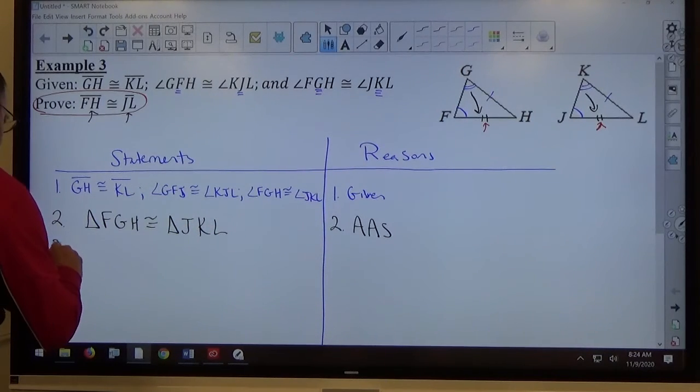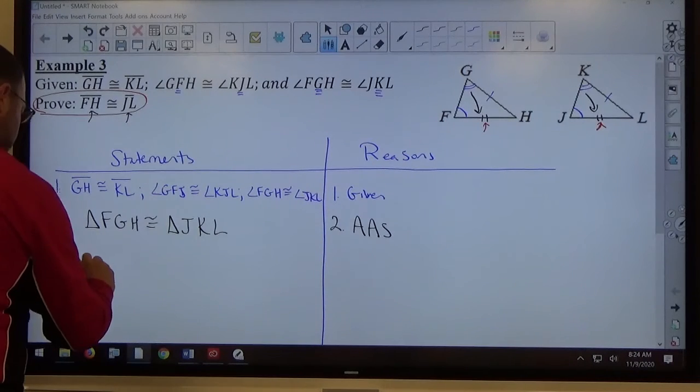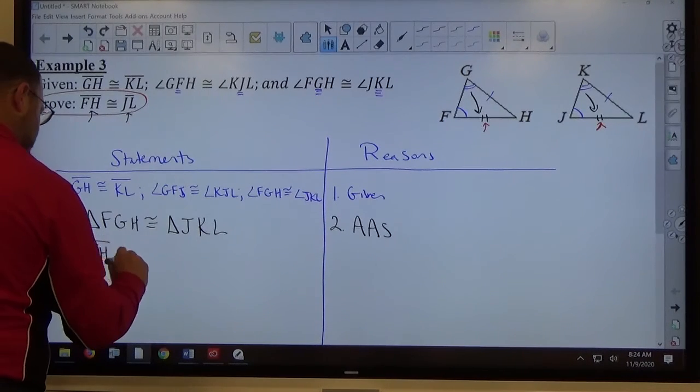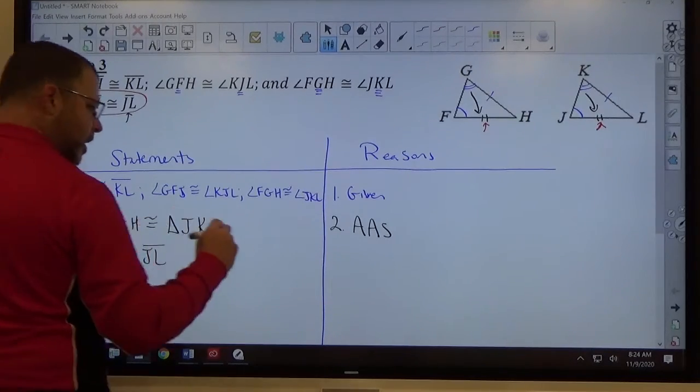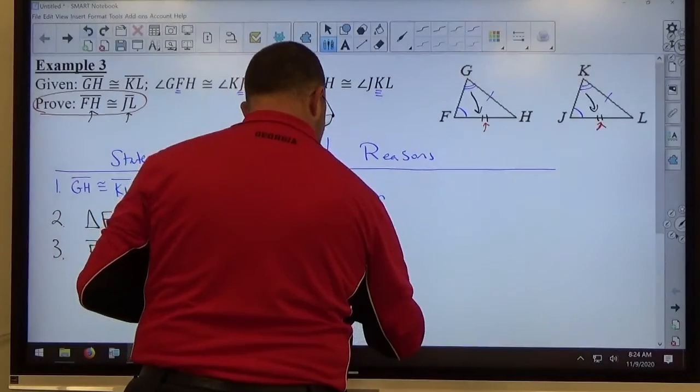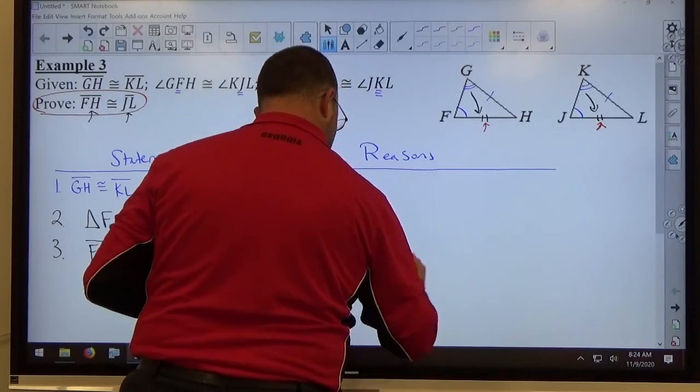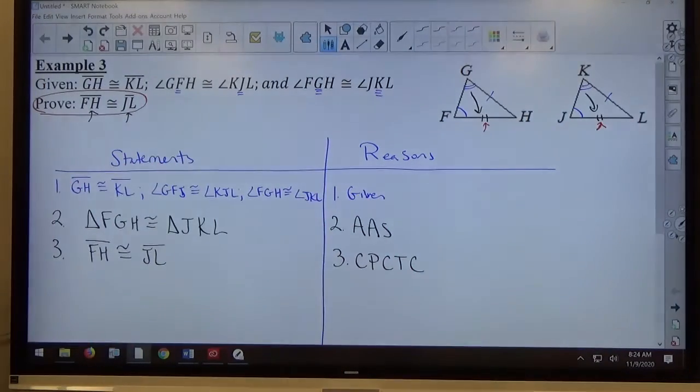So step 3 is to state what I'm trying to prove, which is that side FH is congruent to side JL. And that's by corresponding parts of congruent triangles are congruent, better known as CPCTC. Every proof starts with given, logically going through theorems and postulates to make conclusions till you get to the conclusion you want, which is what we're trying to prove. Once you've proven what you want to prove, you're done with the proof.